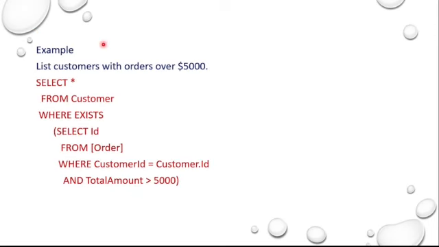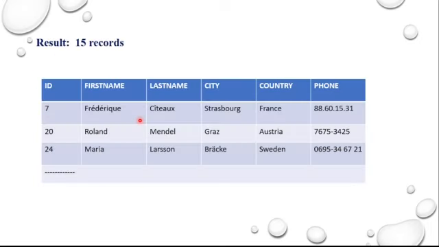Let's assume that we have a customer table with orders, and we want to select the customers with orders over $5,000. You can give the command: SELECT * FROM customer WHERE EXISTS (SELECT id FROM order WHERE customer_id = customer.id AND total_amount > 5000). When you run the command, it fetches the data from the SQL table and prints 15 records: ID number 7, first name, last name, city, country, phone number, and so on.